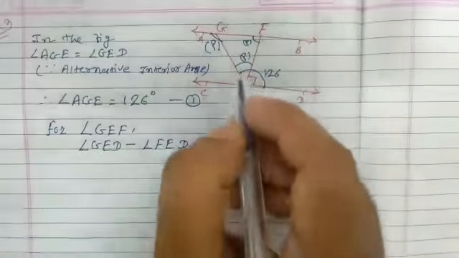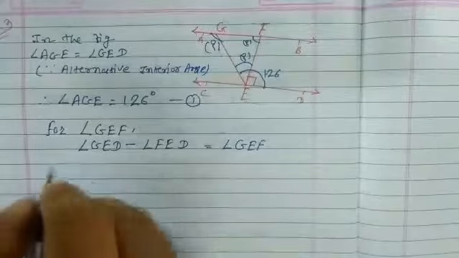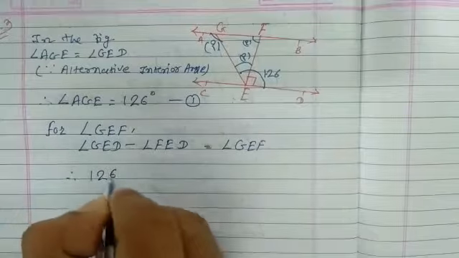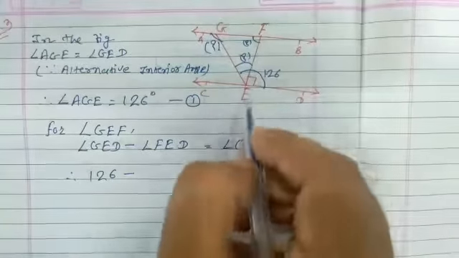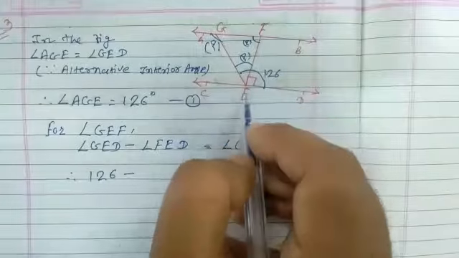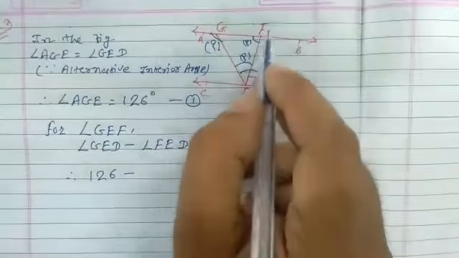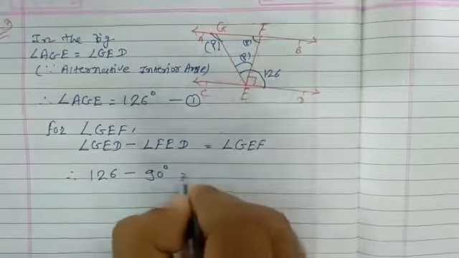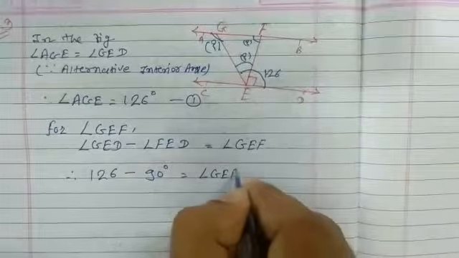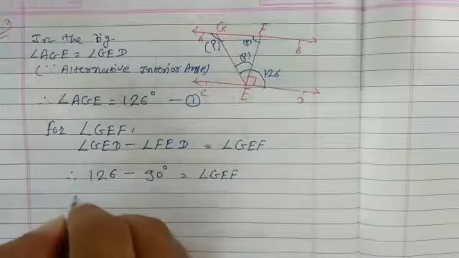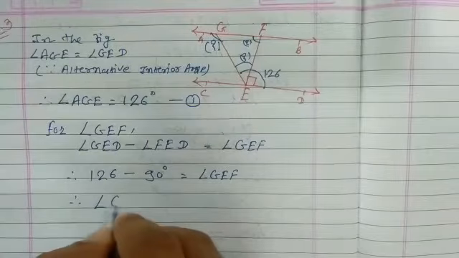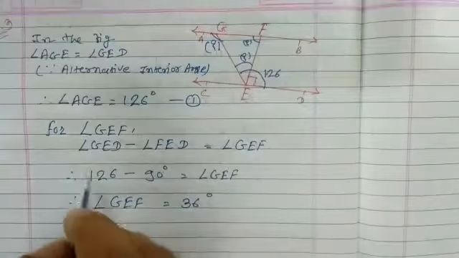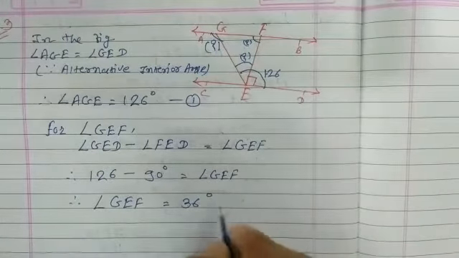So first, what is the angle GED? Angle GED will be 126 degrees minus angle FED. Now FE is perpendicular to CD. That's why FED will be 90 degrees, equal to angle GEF. So our second answer is angle GEF is equal to 36 degrees. 126 minus 90 degrees, that's why 36 degrees.